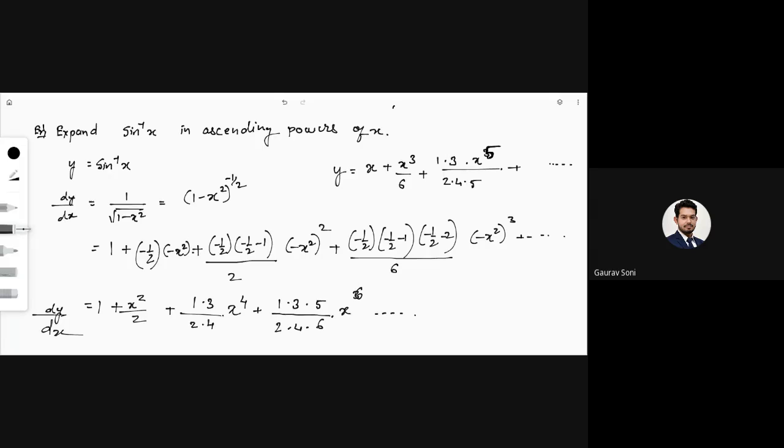This is x raised to 6. Okay. So in a similar manner, you can find out the series for cos inverse, cot inverse, sinh inverse, tanh inverse. Okay. So we have seen the first type, where the series can be found using substitution.